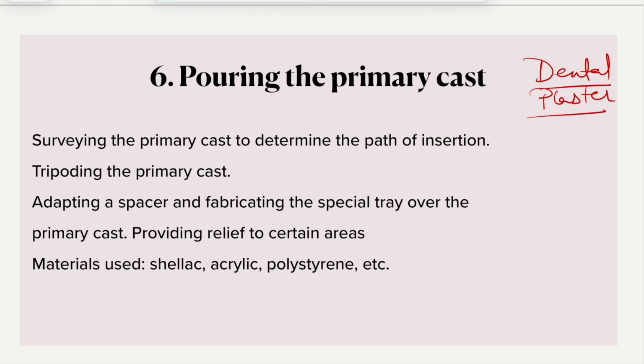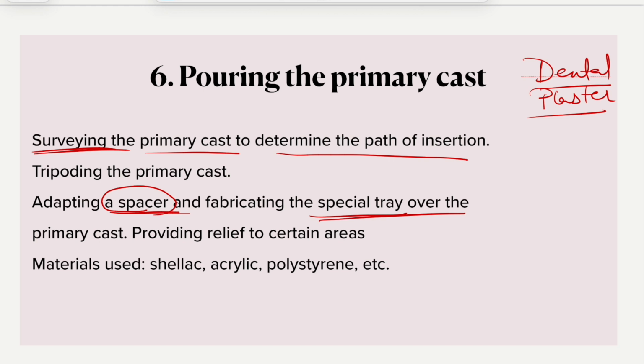And now once again we are going to do surveying of the primary cast, okay, to determine the path of insertion and everything, and we will adapt a spacer on the primary cast and fabricate a spatial tray over it. Okay, the spacer is adapted on the area of the ridge that needs the relief, and the spatial tray can be constructed using shellac, acrylic, or polystyrene.